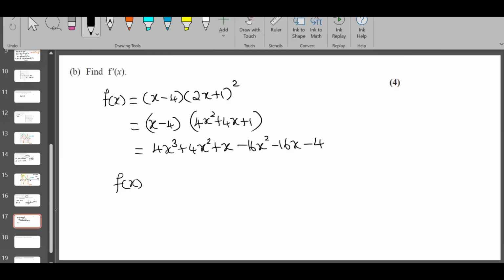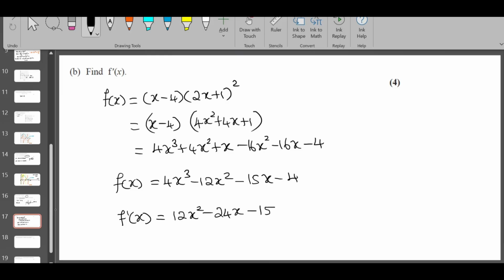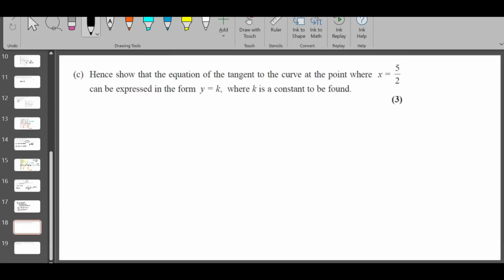So f of x is going to be 4x cube. Simplify the like terms. 4 minus 16 is minus 12x square. 1 minus 16 is minus 15x minus 4. Now just differentiate it. 4 3s are 12x square minus 24x minus 15. That's all. Just a simple differentiation question. Let's move on to part C.